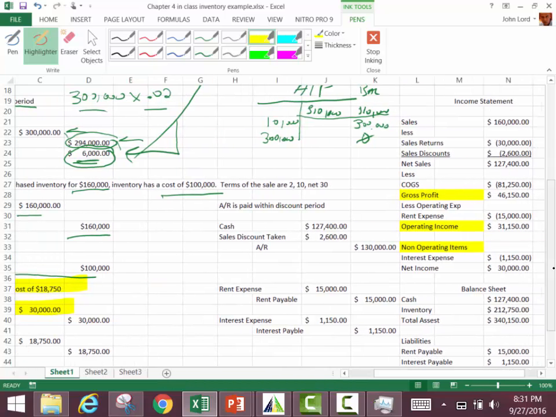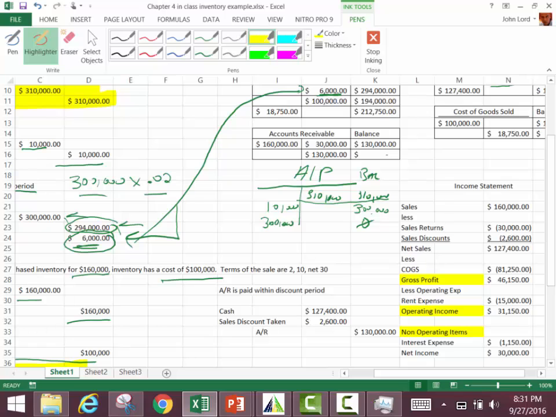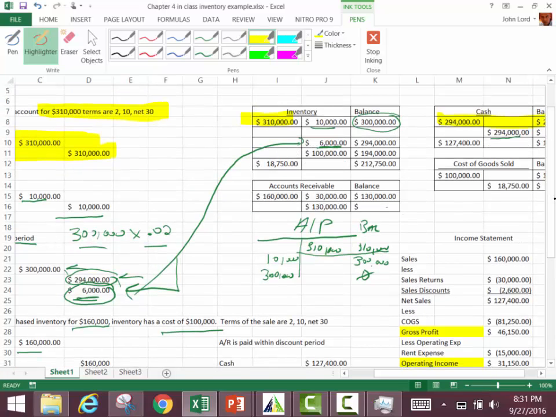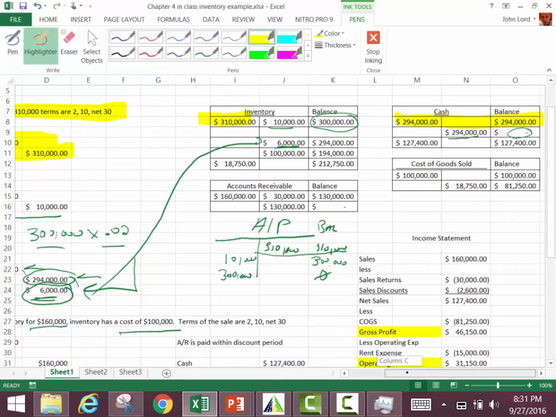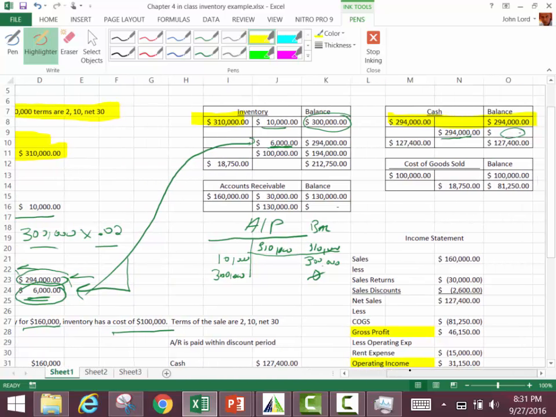Where'd my T accounts go? Sales returns. Did I tee up my sales returns over here? I did not? Okay, well, tee it up. Sales returns somewhere. And that was what, a debit of $30,000? So it has a balance of $30,000.